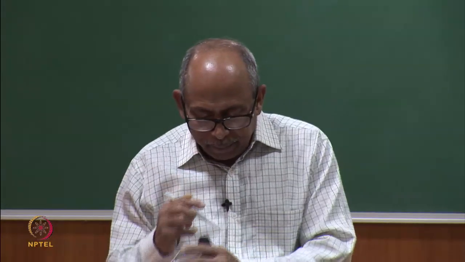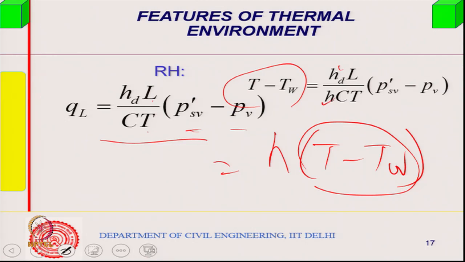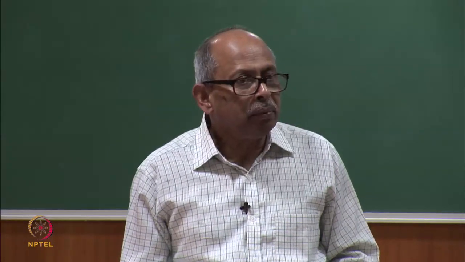So, H times the temperature difference must be equal to Hd L Psb. If I combine this, I get an expression for the wet bulb depression, Hd by H, where this is the convective heat transfer coefficient, L, etc. So, this is what it is. So, the wet bulb depression can be theoretically calculated knowing the temperature, right.